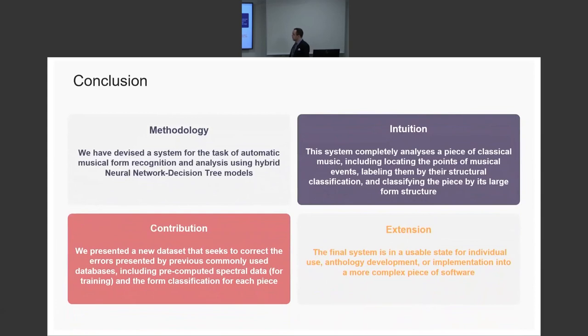So in conclusion, we've devised a system for the task of automatic music form recognition and analysis using hybrid neural network decision tree models. The system completely analyzes a piece of classical music, including locating the points of musical events, labeling them by their structural classification, and classifying the piece by its large form structure.